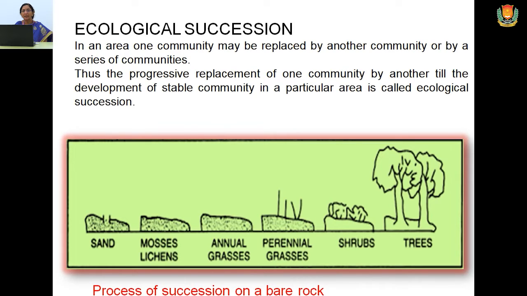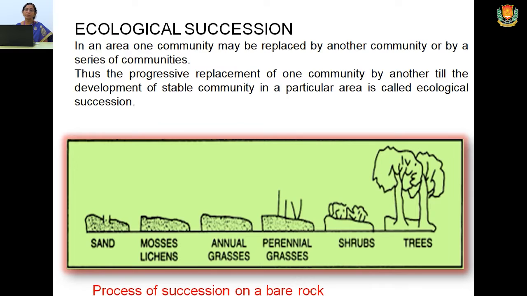In the same way, annual grasses grow in the third stage, and in the fourth stage you can see perennial grasses, and in the fifth stage small shrubs are growing on the rock. Finally you can see the evolution of a new community, that is trees, forest. So there is a progression of one community to another community. Barely a rock in the first stage, it later developed into a new community, and this is called ecological succession.